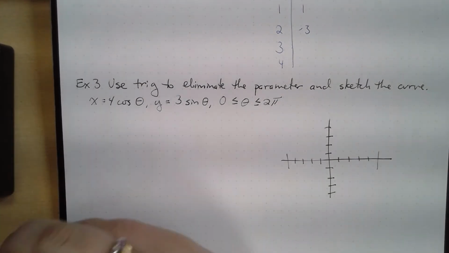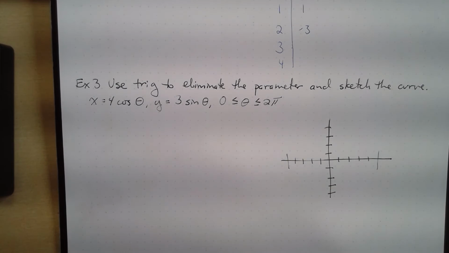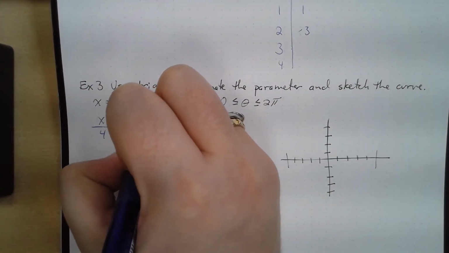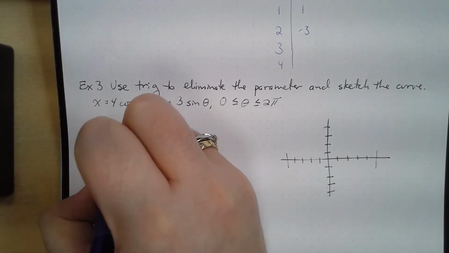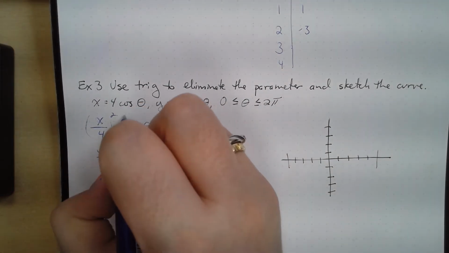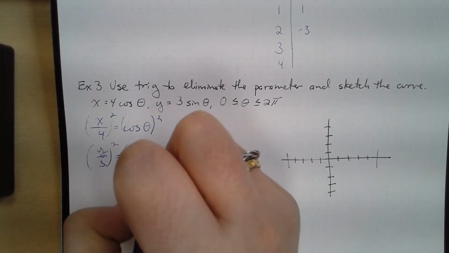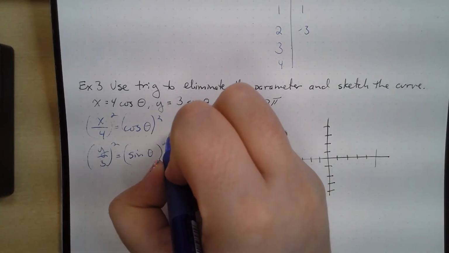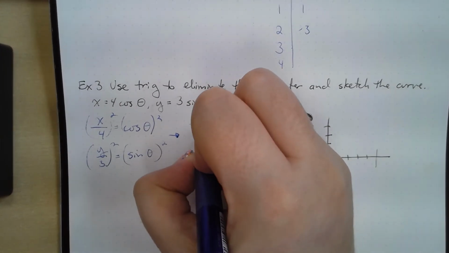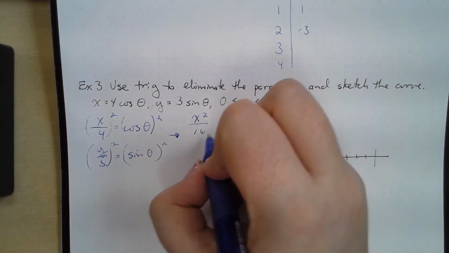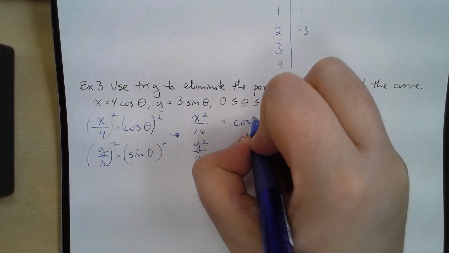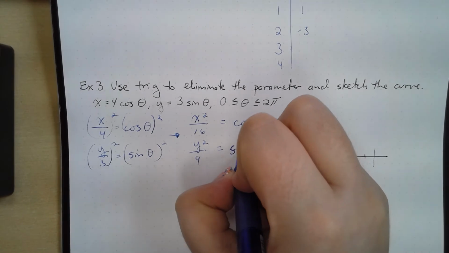I think the easiest way to do this is to use some of our trig identities, but I'm going to rewrite this. So x over 4 is equal to cosine theta, and y over 3 is equal to sine theta. All right? Then I'm going to square all of this. So this is not good notation, but it ends up as x squared over 16 and y squared over 9 equal to cosine squared theta and sine squared theta.